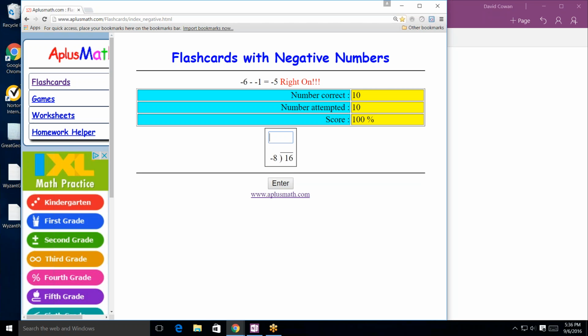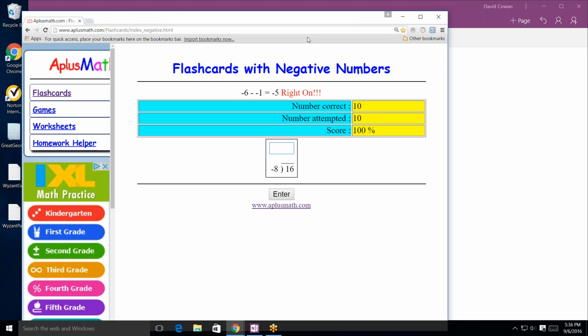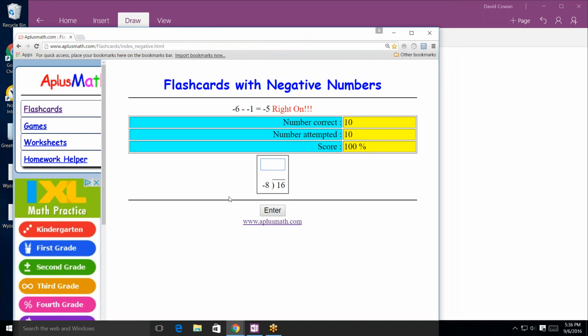Now, I'm happy that you got all 10 of them correct. And it's helpful that I can see which ones give you difficulty. We'll work on those. That one gave you some difficulty. Just put those two negative signs together, so that's really -6 plus 1. Okay, and that's what you did.